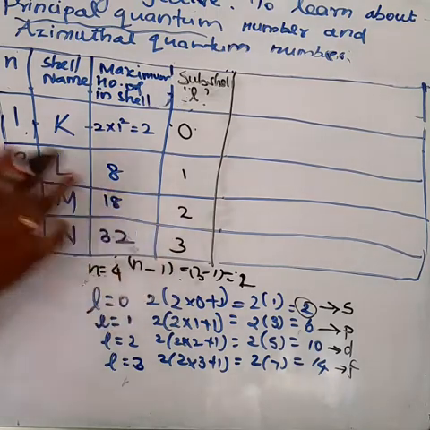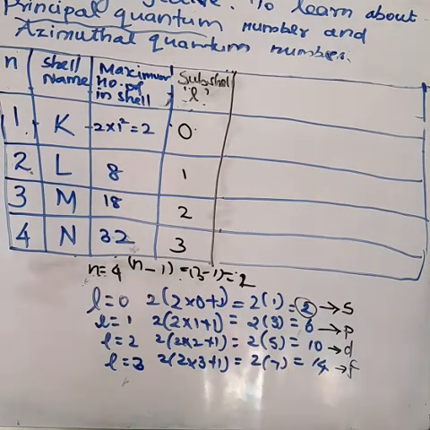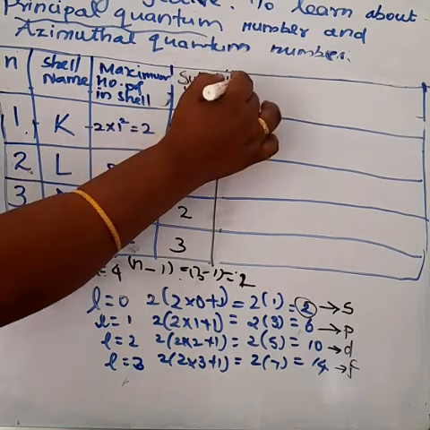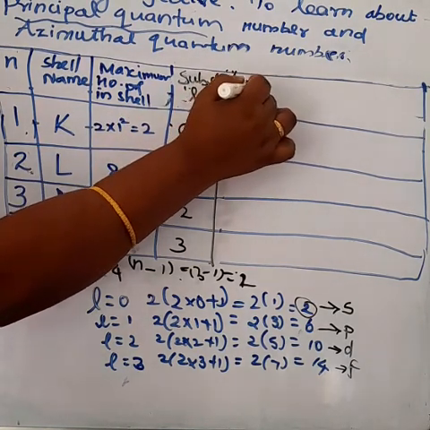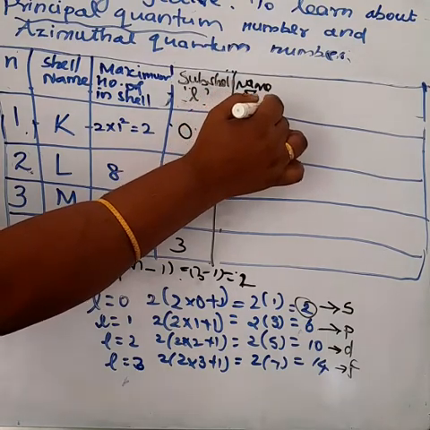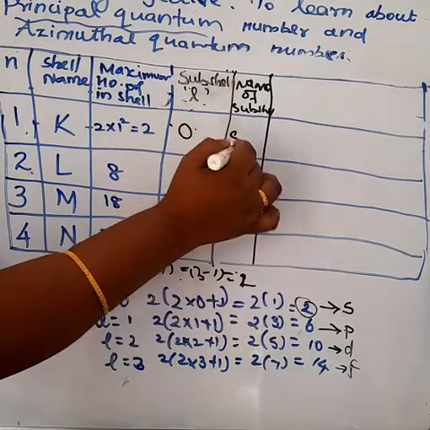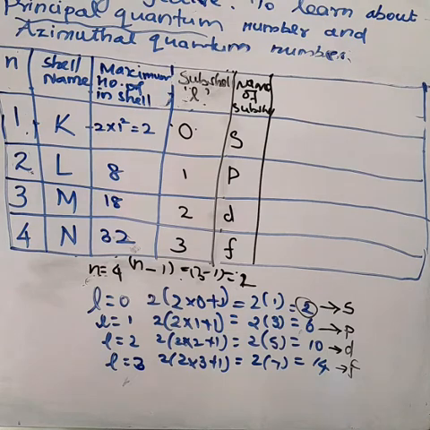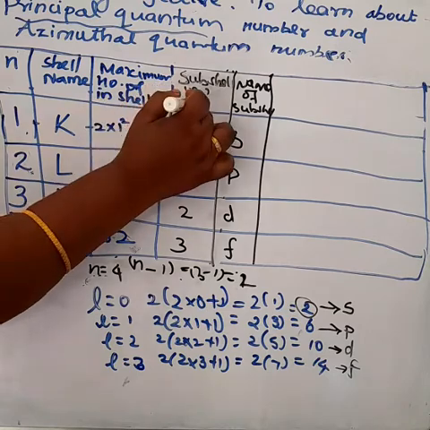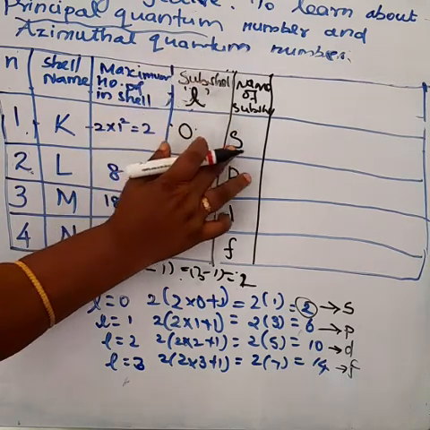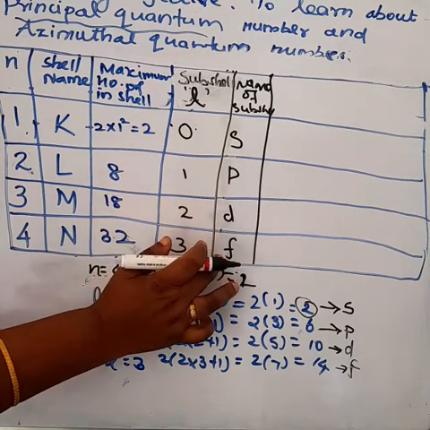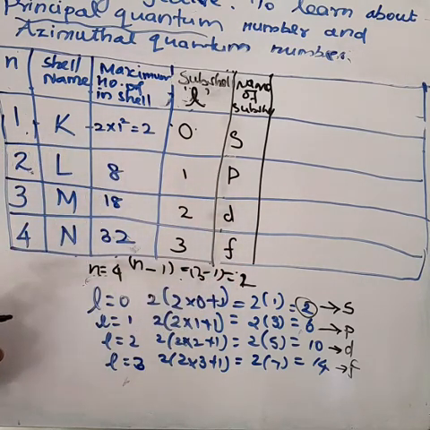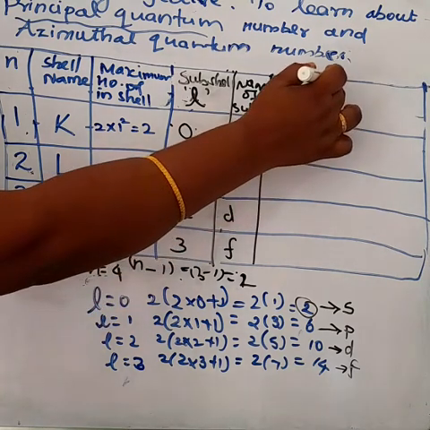Okay, and what is the name of the subshell or orbital? 0 means s orbital. 1 means p orbital. 2 means d orbital. 3 means f orbital. Understood? So L denotes the subshell. Whatever subshells we have here, there are 4 subshells: s orbital, p orbital, d orbital, and then f orbital.